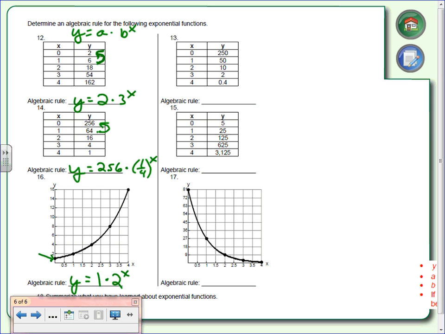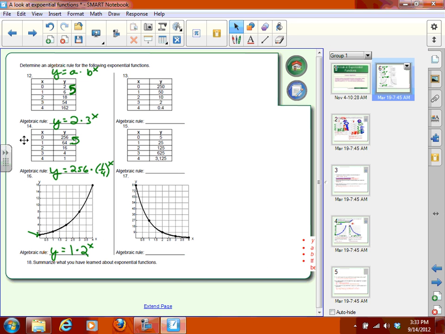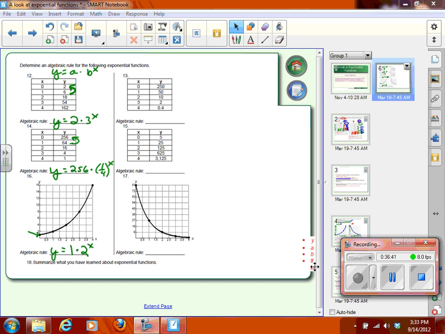All right, so you're going to do number 13, 15, and 17 all by yourself. I want you to put quiz at the top of your paper. When you're done with it, turn in your calculator, and you can turn in your notebook. You're working on those 3 by yourself. When you're done, turn it in for me.